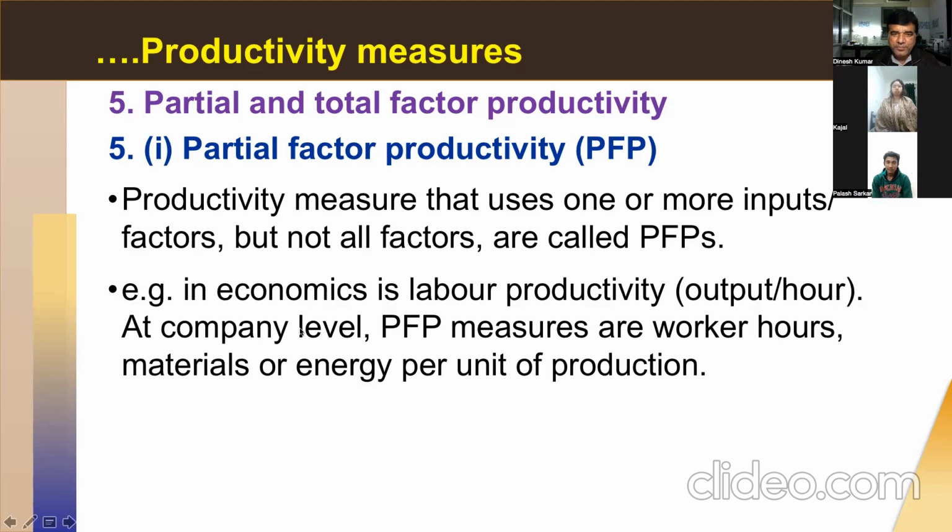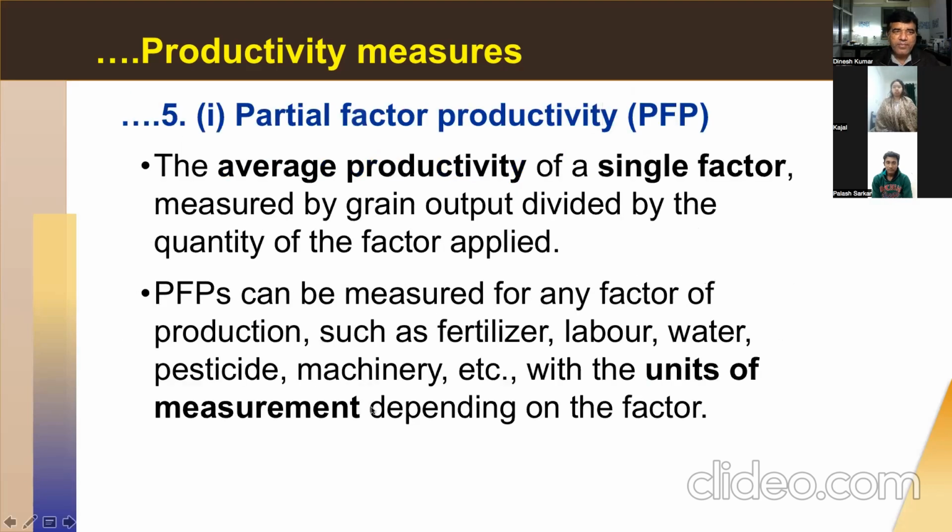I want to finish it. 10 minutes are left. Partial factor productivity is the average productivity of a single factor, measured by grain output divided by the quantity of the factor applied. That is your partial factor productivity. PFP can be measured for any factor of production such as fertilizer, labor, water, pesticide, machinery, with the units of measurement depending on the factor. What are the units of measurement? It can be calculated separately for each factor.